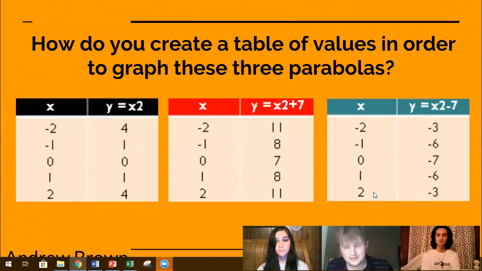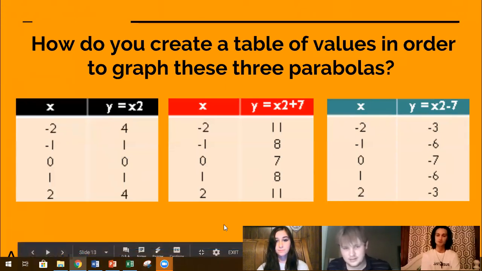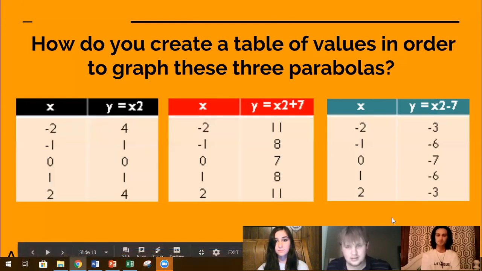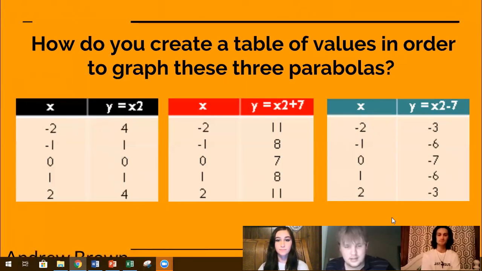After that, you'll make a table of values for the second equation, y equals x squared plus 7, and the third equation, y equals x squared minus 7. You can even use the same numbers to plug in for x. And lastly, you'll use these points to graph the equations on the same coordinate plane as the first equation. And there you have it.